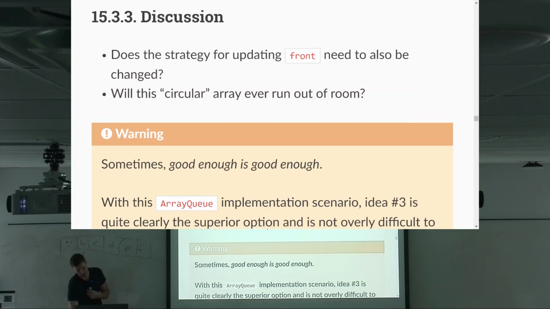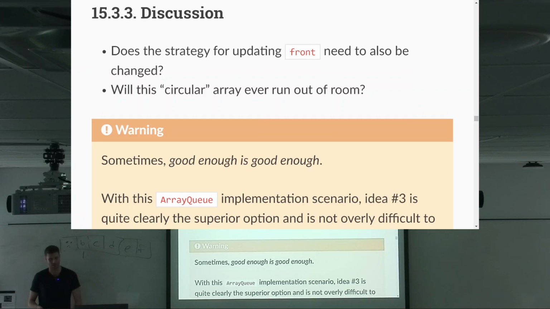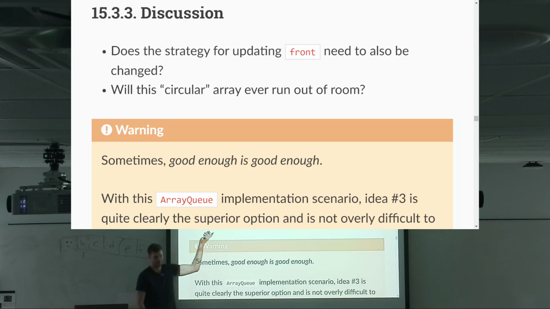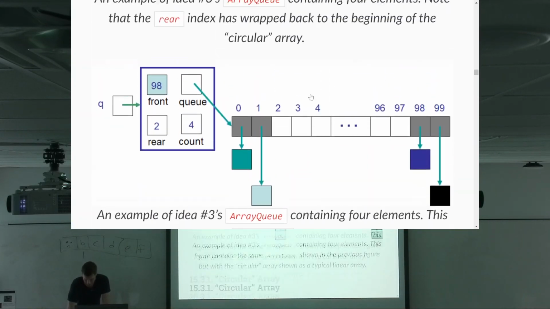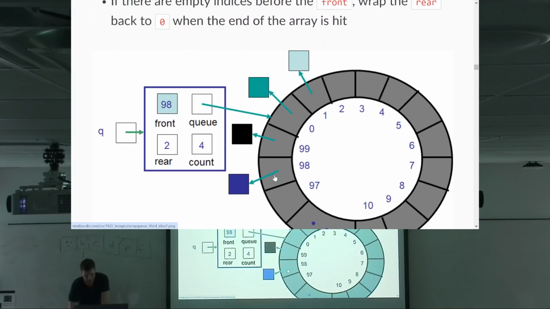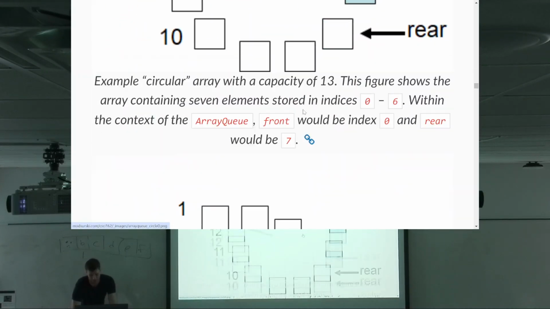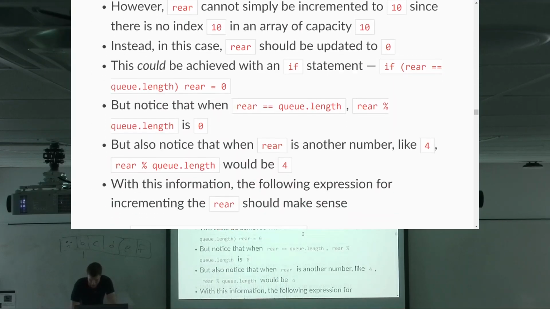So first of all, does this strategy for updating front need to also be changed? Will this be circular? Oh, yes. So updating the rear, we need to use rear equals rear plus 1 mod the length of the array. We've got to do the same thing for the front, right? Because the front could end up in that situation. If I dequeued twice, front would now need to loop back to 0 as well. So this does require some math for the rear and the front.